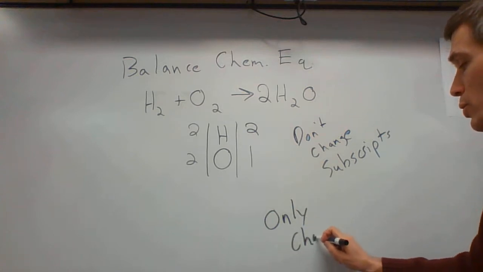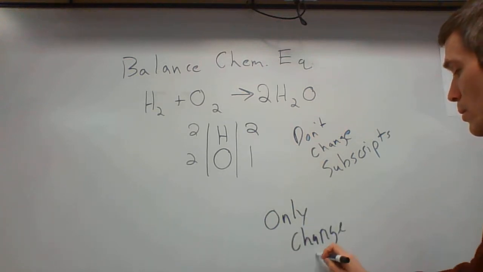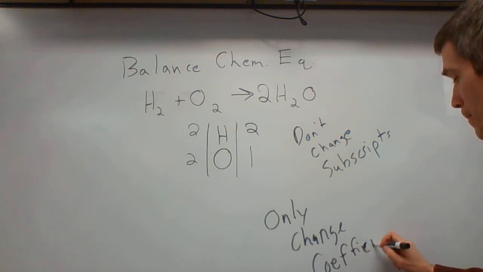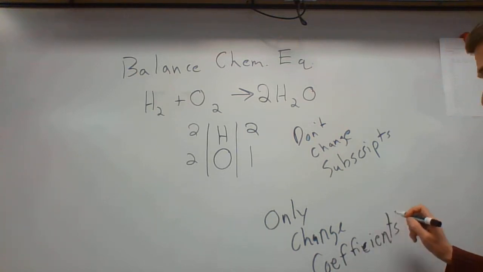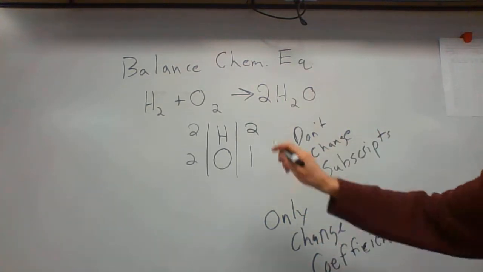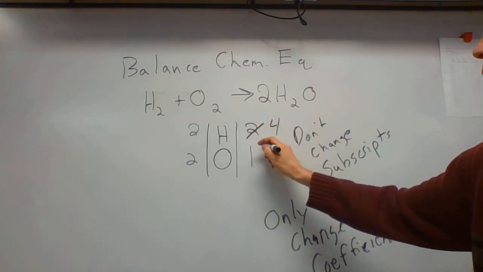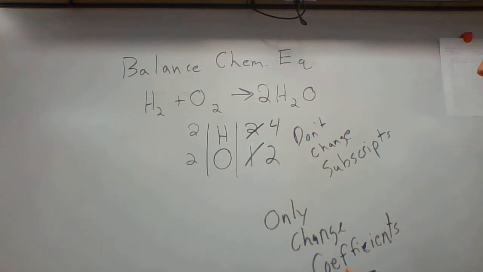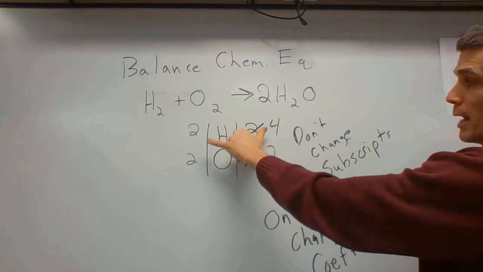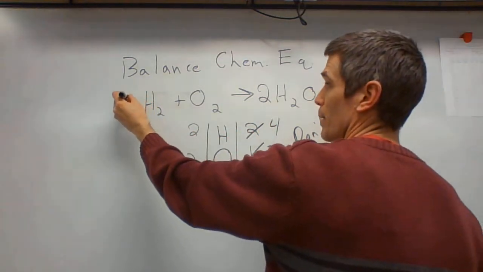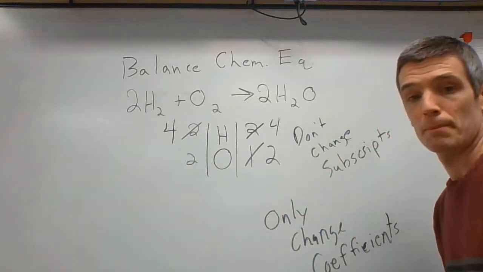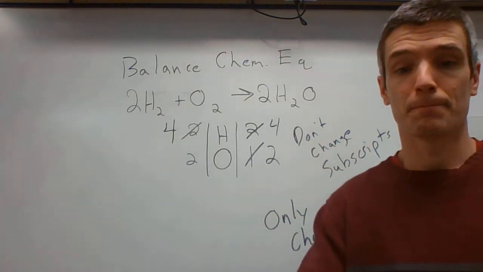Only change your coefficients, only them. So that gives me 4 hydrogen and 2 oxygens. Now my oxygens are balanced. However, my hydrogens are not. So then I come back over to here and I put a 2. And then it's balanced.